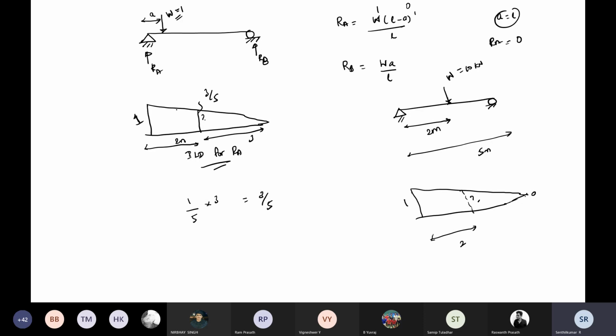So if I want to find RA at this point, at 2 meter, what I have to do is take the ILD ordinate 3 by 5 multiplied by 10. So my value will be 6 kilonewton. Do you want to check it out? Is the 6 coming or not? The value is W(L minus a) by L, right? This a is 2. So just substitute. W is 10. L minus a is 5 minus 2, that is 3, divided by L which is again 5. 30 by 5, you will get 6.